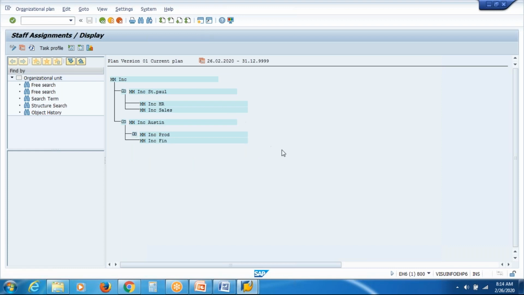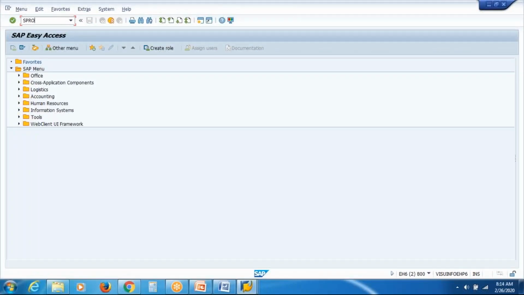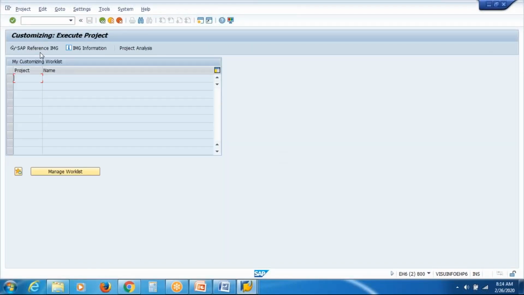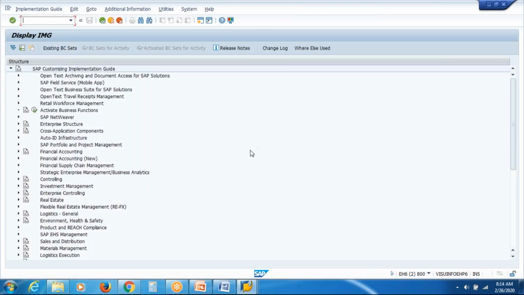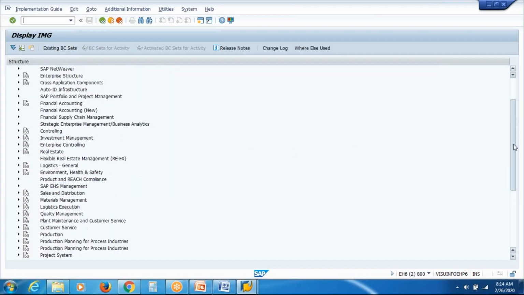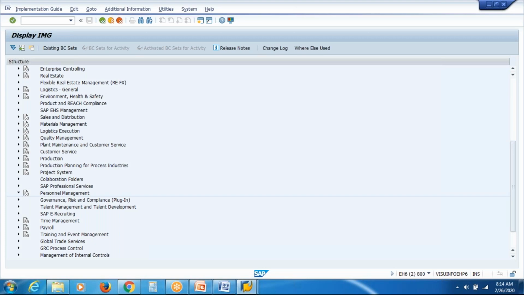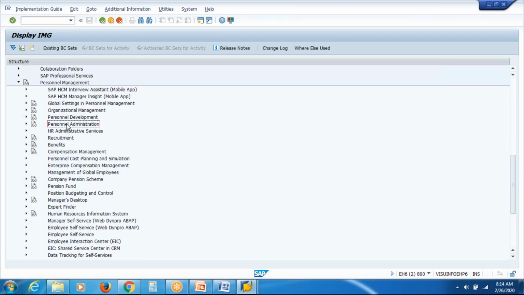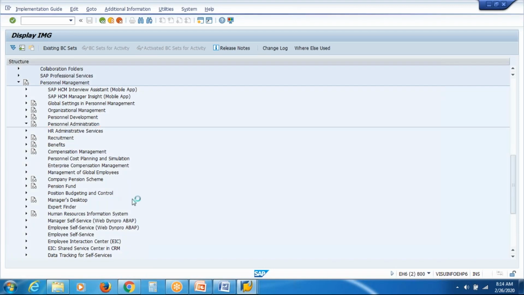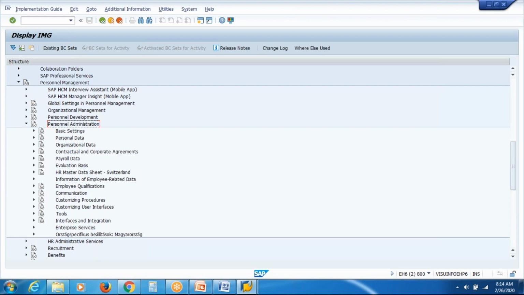Then we have certain nodes where we can do the personnel administration related configurations. These are SAP streams, and you have a node exclusively for the personnel administration related configurations. There's a node called personnel management, and within personnel management, you have a node called personnel administration. So here we are going to do all the configurations pertaining to personnel administration. There are a lot of nodes here.